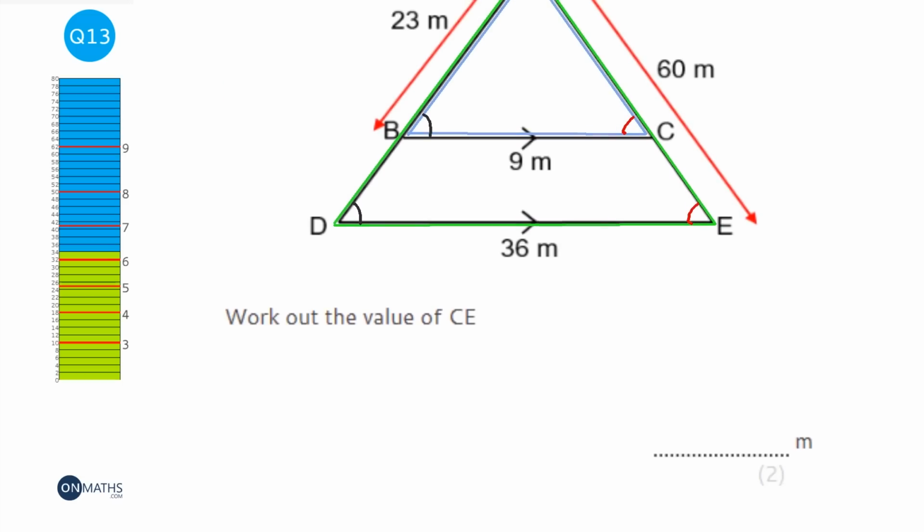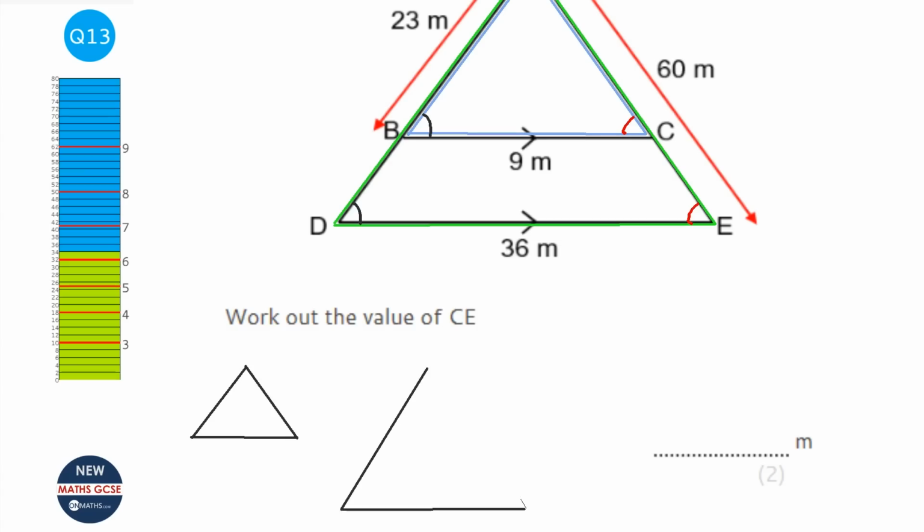So, important first step of this is to draw out the two triangles. Okay, and I'm just going to sketch them out roughly. So a small one, and we've got the big one. And then copy the lengths. So this is going to be 23, this is going to be 9, this is going to be 36 at the bottom here, and this one's going to be 60.